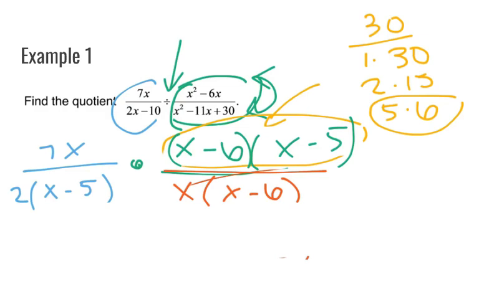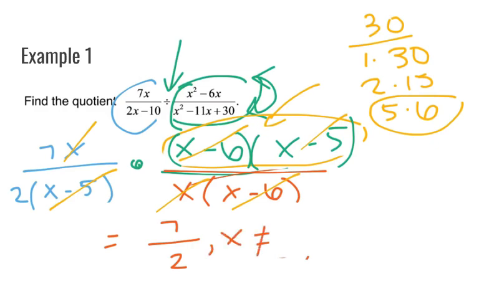Okay, and now it looks like we have a bunch of things that cancel. This x minus 5 cancels with this x minus 5, this x minus 6 cancels with this x minus 6, and this x cancels with this x. So lots of things have canceled. In fact, in the numerator, all we have left is the 7, and in the denominator, all we have left is the 2. So my answer is literally the number 7 over 2, but with a bunch of conditions.